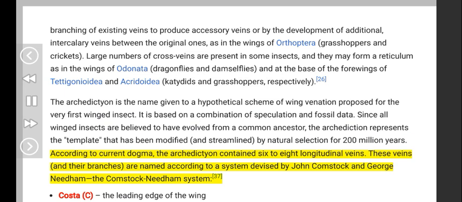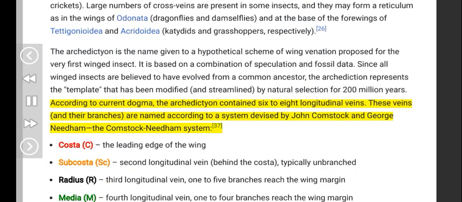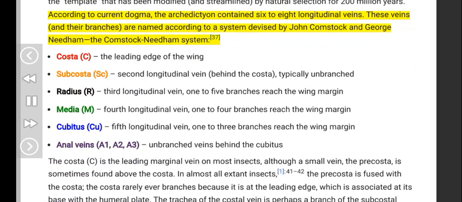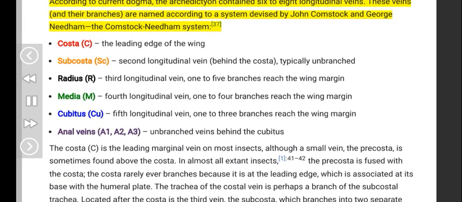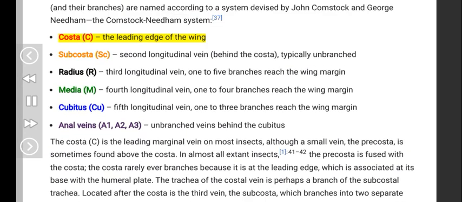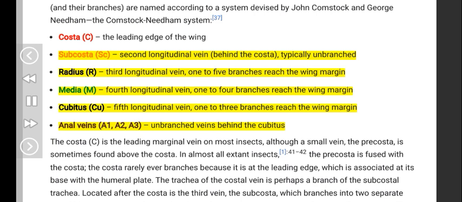These veins and their branches are named according to a system devised by John Comstock and George Needham, the Comstock-Needham system. Costa, C, the leading edge of the wing. Subcosta, S, longitudinal vein behind the costa, typically unbranched. Radius, R, third longitudinal vein, 1 to 5 branches reach the wing margin. Media, M, fourth longitudinal vein, 1 to 4 branches reach the wing margin. Cubitus, Cu, fifth longitudinal vein, 1 to 3 branches reach the wing margin. Anal veins, A1, A2, A3, unbranched veins behind the cubitus.